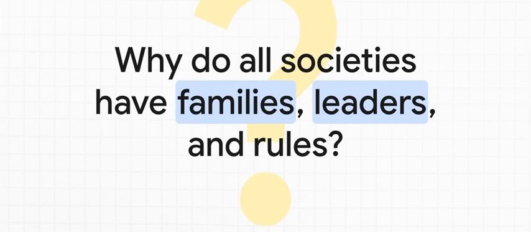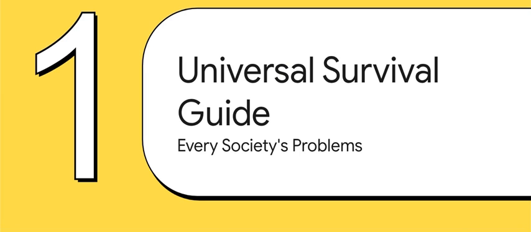So, let's kick things off with this really big question. It feels so normal, so obvious that we have these things, but why? What's the reason? The answer really gets to the heart of what it takes for humans to live together in groups. As it turns out, every single human society, doesn't matter if it's a tiny hunter-gatherer group or a giant modern country, they all face the exact same set of basic challenges. You can almost think of it as a universal survival checklist.